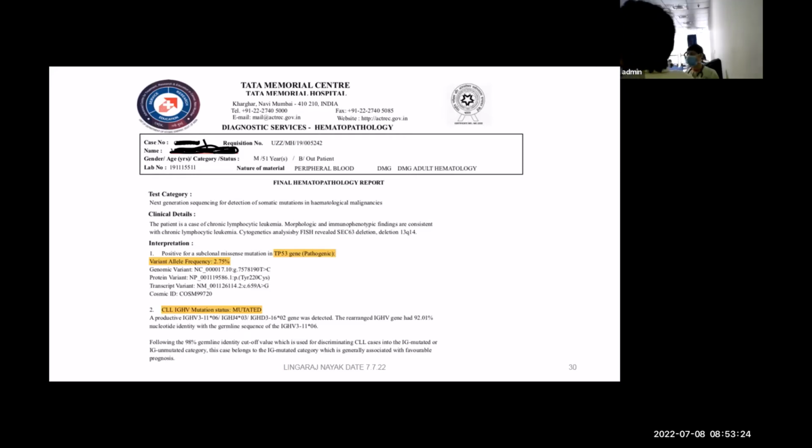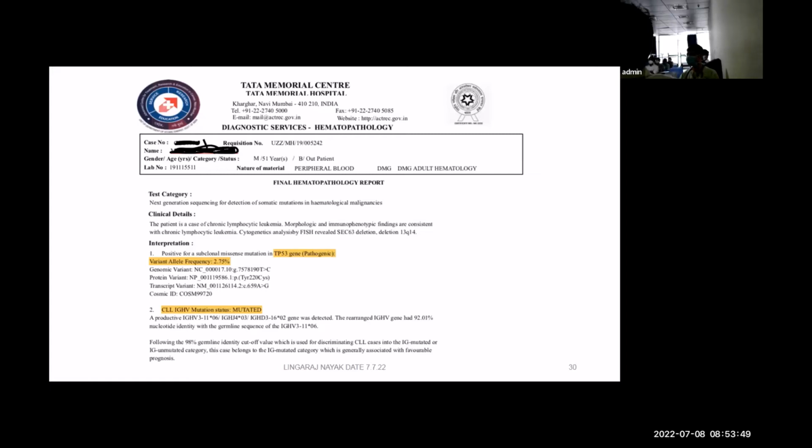You see what is the kind of homology with the germline. If the germline homology is more than 98%, then it is unmutated. Less than 98%, it is mutated. Now TP53, again in the same report, you can see that it is pathogenic, and you see the VAF 2.75. So you get these reports. This patient is unusual and this is rare. But I have given this to show you how to interpret the report.